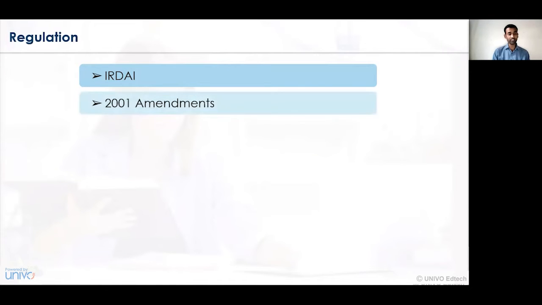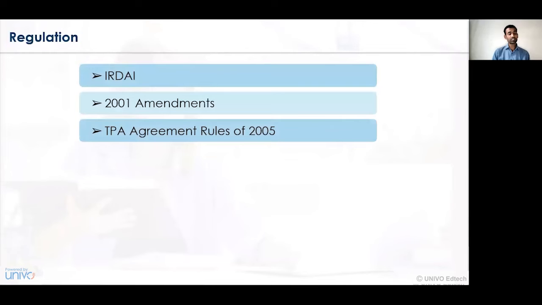Now let's look at the various regulations and the regulatory authorities. The primary regulatory authority in the case of third-party administrators is IRDAI, that is, the Insurance Regulatory and Development Authority of India. The Insurance Act was amended in the year 2001, and based on the various amendments, certain rules, regulations and guidelines were provided in the year 2005. So, with respect to the amendment in 2001, the rules were set for the third party administrator in 2005.